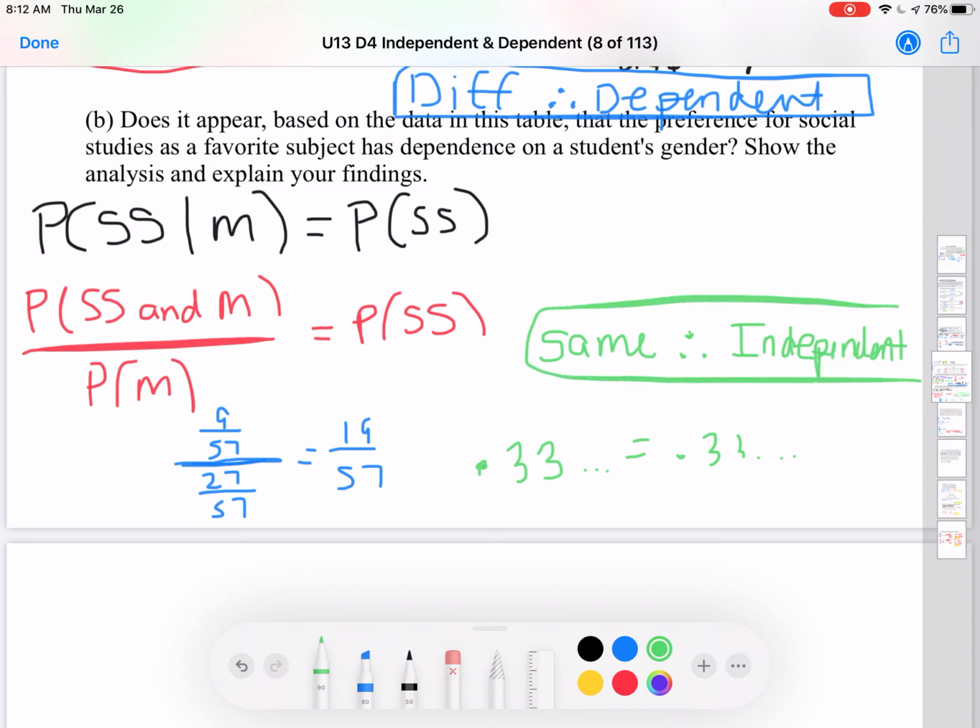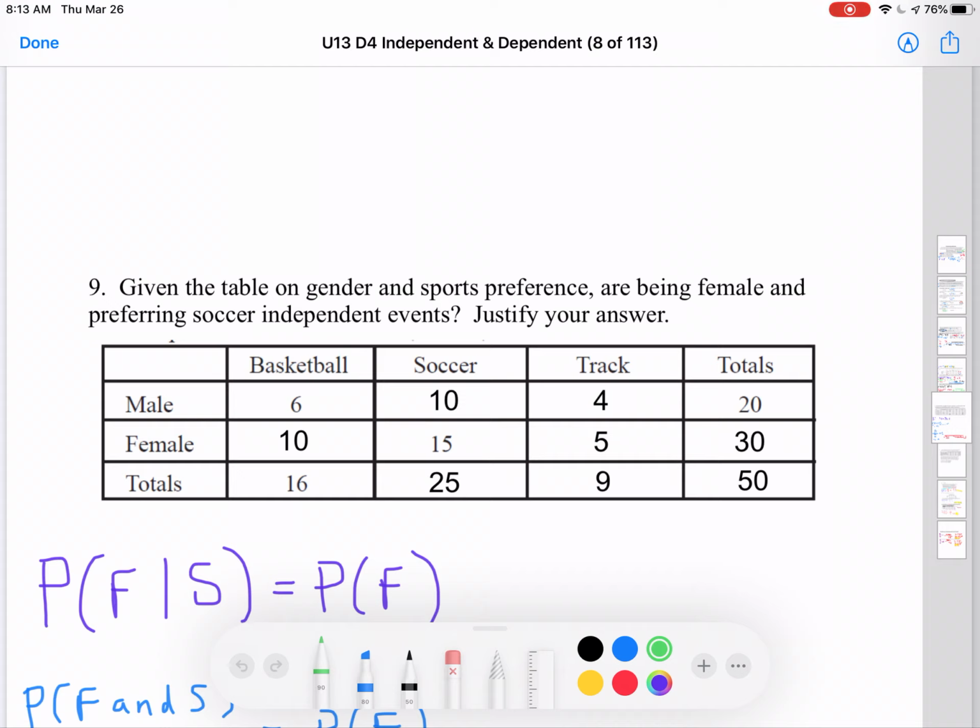Okay, number 9, I would like you guys to try, and I set up which one I want us to use. So let's read it. It says, given the table on gender and sports preference, are being female and preferring soccer independent events? Justify your answer. Okay, so we could set this up in many ways, with female going first, soccer going second, or vice versa. But just so you can try doing the calculations and follow mine, let's have you set up probability of female given soccer, and then we're going to set that equal to the probability of female. All right, you guys go ahead and give that a shot.